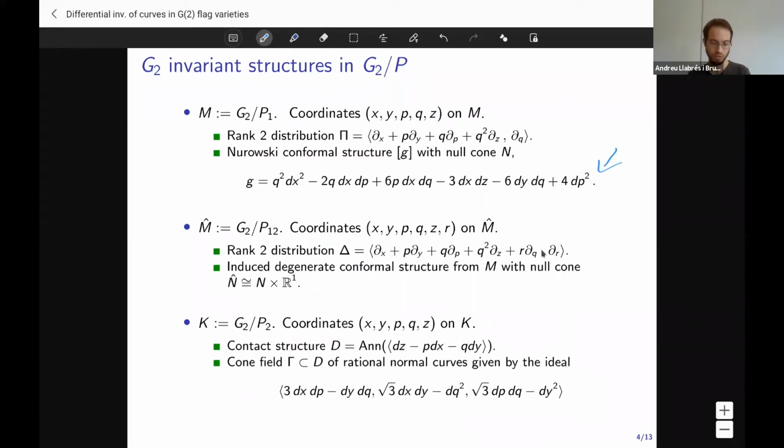For G2 mod P12, in all three cases we have these coordinates, which are not the same, but in the case of M and M hat, they are aligned in a way that gives us a natural projection from M hat to M. In M hat, we also have a rank 2 distribution given by delta, and we also have a null cone N hat that is induced from the conformal structure in M. Finally, in K, that is G2 mod P2, we have a contact structure and a cone field gamma of rational normal curves given by this ideal.